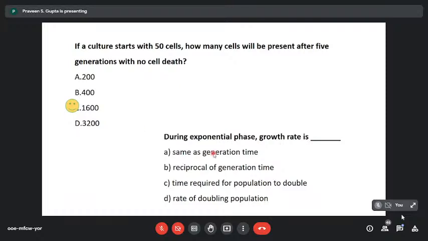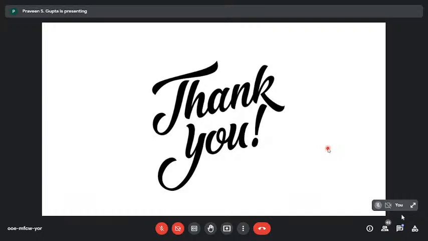And during the exponential phase, what will be the growth rate? So the growth rate is, of course, the reciprocal of generation time. This is tricky because I'm talking about growth rate, that is GR. This growth rate is the opposite of generation time. I have given an equation: the generation time is T by N and the growth rate is N by T. So these are the things which I wanted to share.